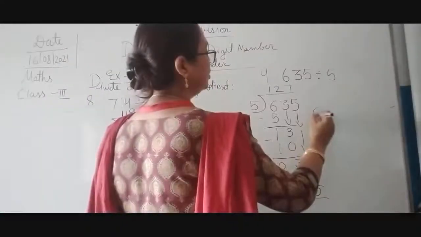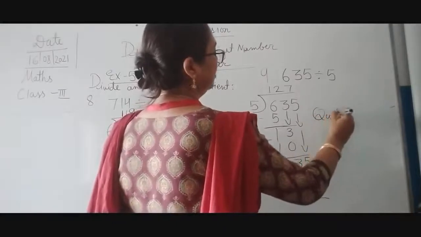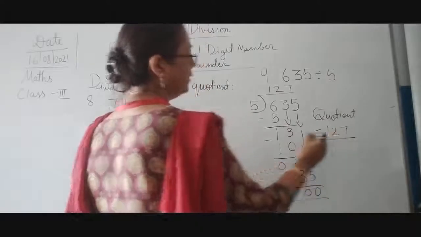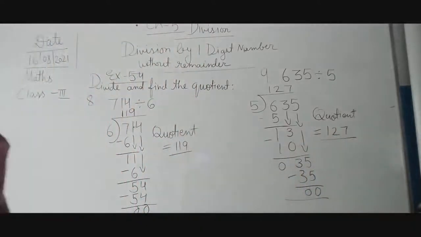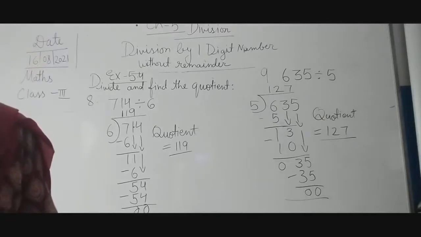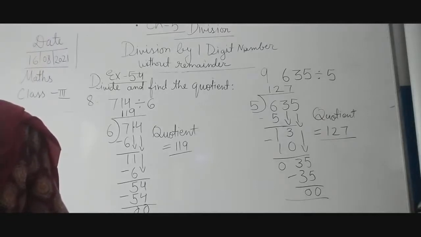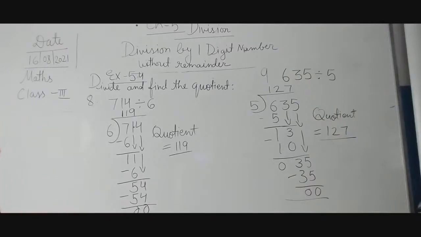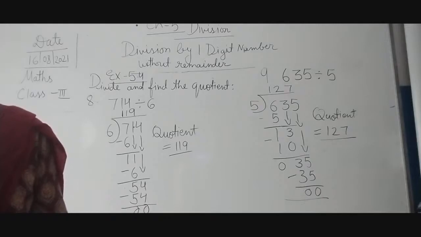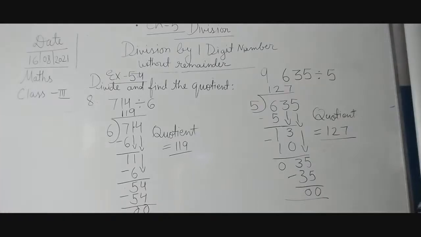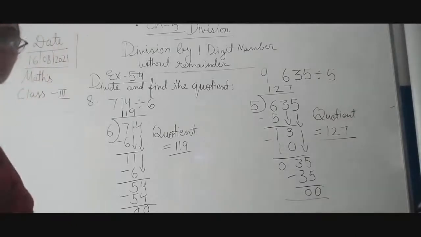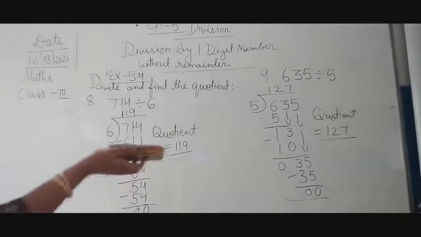So here the quotient we will get over here is 127, children. 127 we will get as the quotient. So children, complete it. Take a screenshot. 127, children. Okay, 127 we will get as the quotient. Okay, then we are going to do number 10. Okay, number 10 now we will do. Do this one.